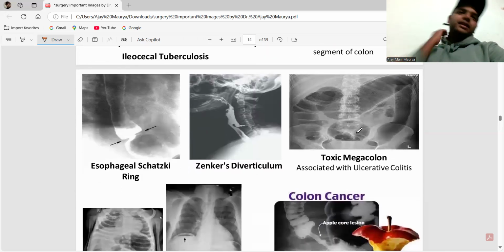Remember here that this is the esophageal ring. What is the ring called? The ring is called the esophageal Schatzki ring here.